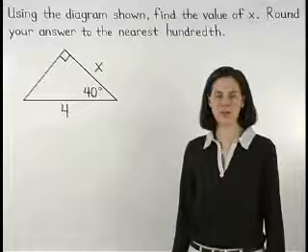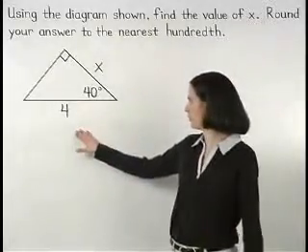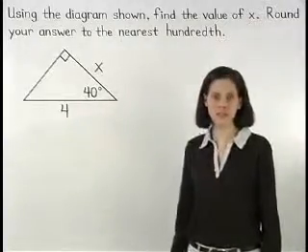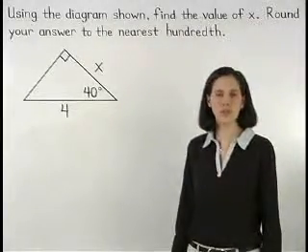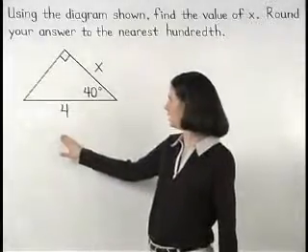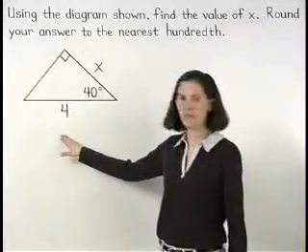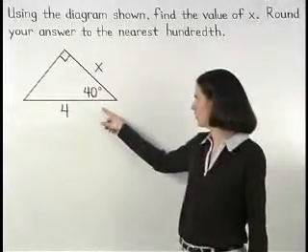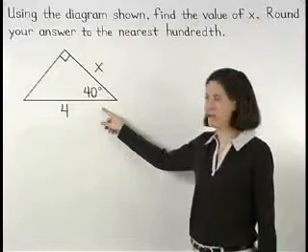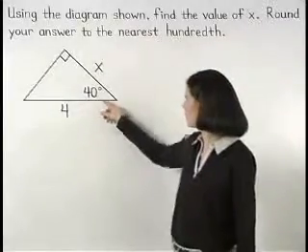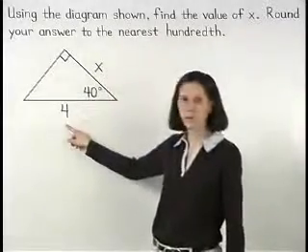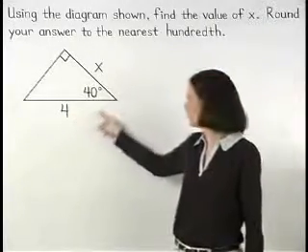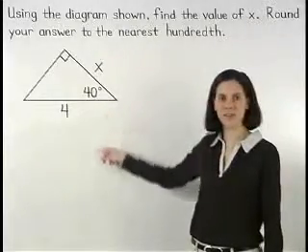In this example, we're asked to use the diagram shown to find the value of x and round our answer to the nearest hundredth. Notice, however, that our right triangle is positioned differently than in the previous examples. We're given a 40-degree angle, but it's more difficult to determine if the sides with given lengths of x and 4 represent opposite, adjacent, or hypotenuse relative to our given angle.